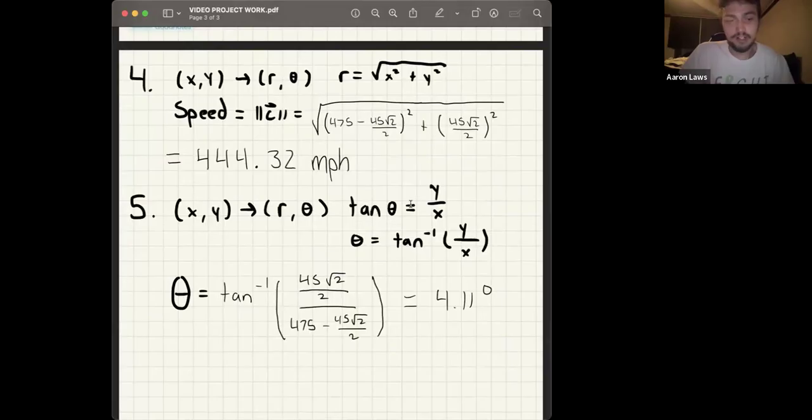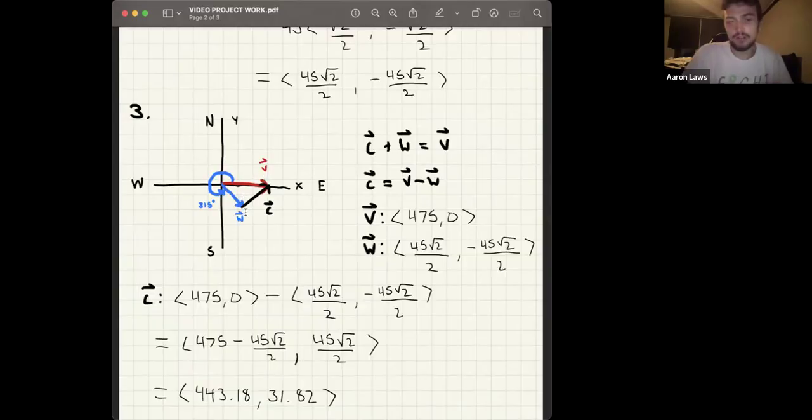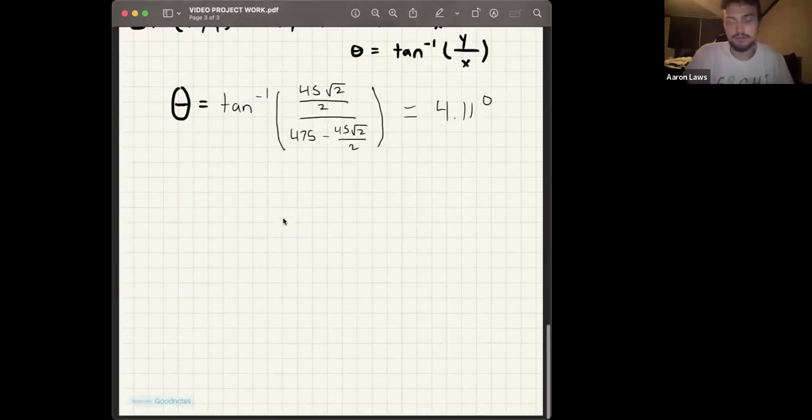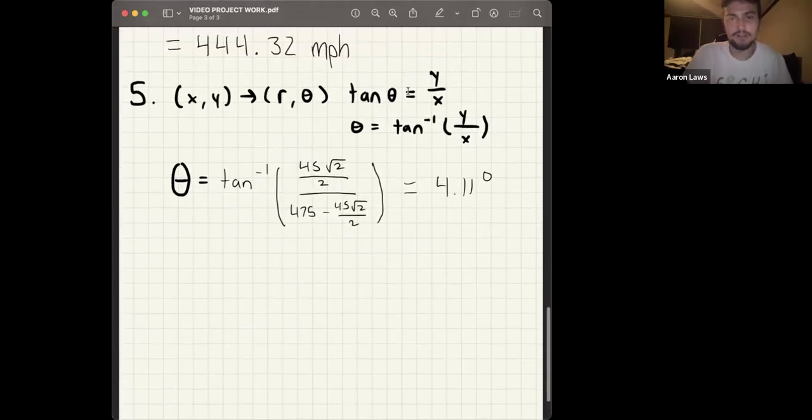That ends up being inverse tan of y over x, which in our case is inverse tan of 45 times square root 2 over 2, over 475 minus 45 times square root 2 over 2. And that ends up giving us 4.11 degrees north of east, which seems pretty accurate considering it's not a heavy correction graphically. This isn't exactly to scale, but I still think you can visualize how that makes sense.